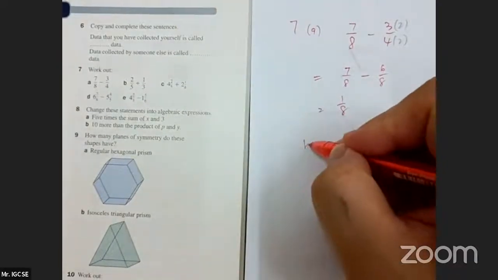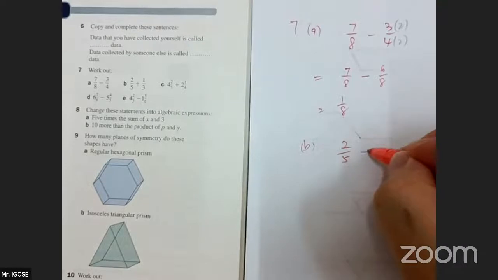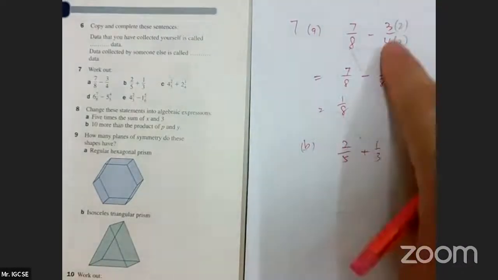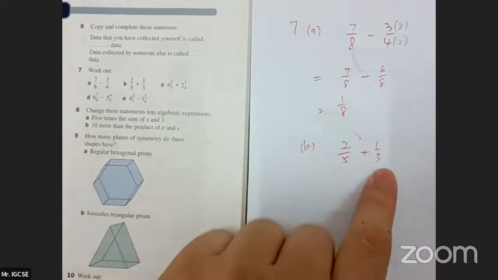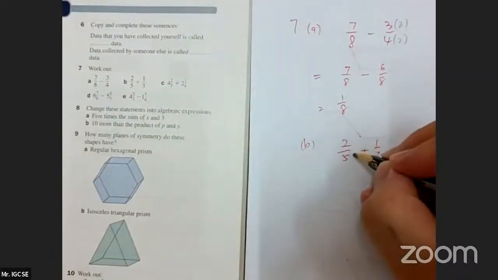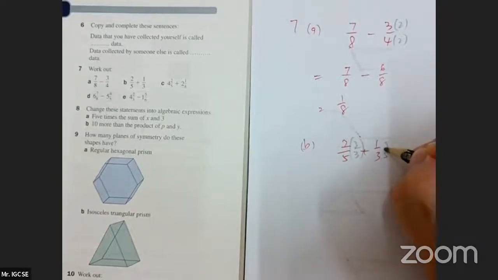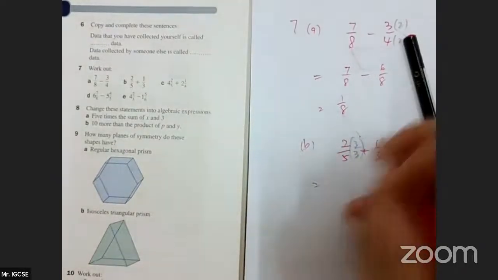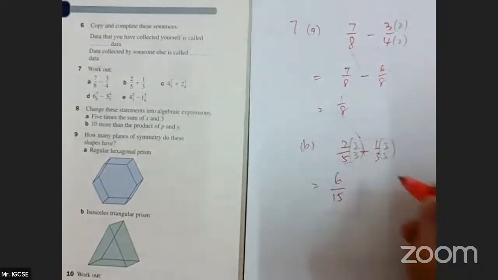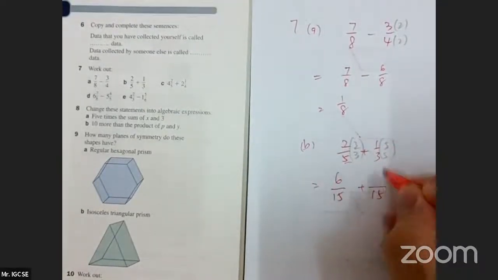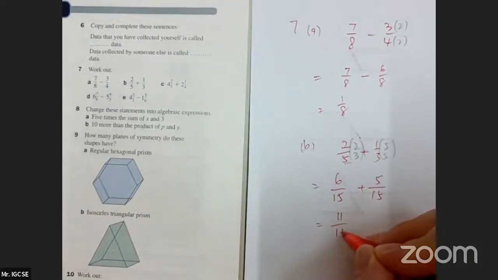Then you have the B, 2/3 plus 1/5. This one, both sides also you cannot make the denominator the same directly. So I think you need to times this one by 5 and this one by 3, because these are the multiples. So this is 5 over 5, and this is 3 over 3. So it will give you 15 at the bottom. This one is 10 over 15, and this one is 3 over 15. Altogether you get 13 over 15.